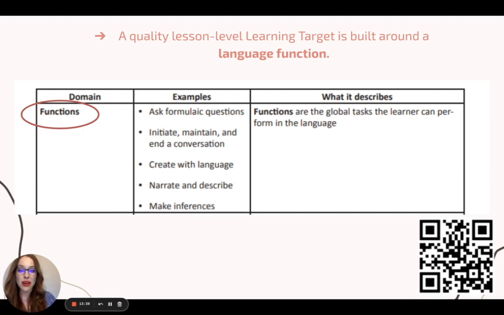If you'd like to learn more about language functions or some other things like text type that are important to student proficiency, you can scan this QR code here to get to this document, which comes from ACTFL.